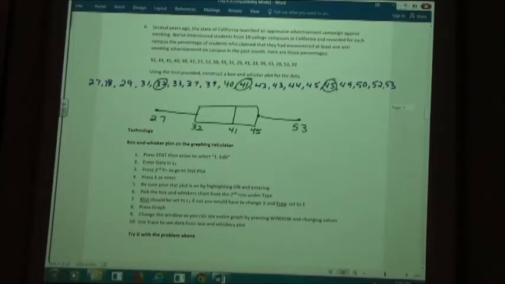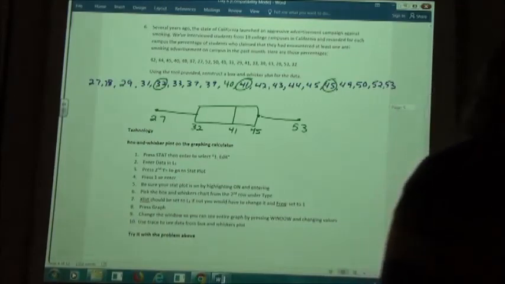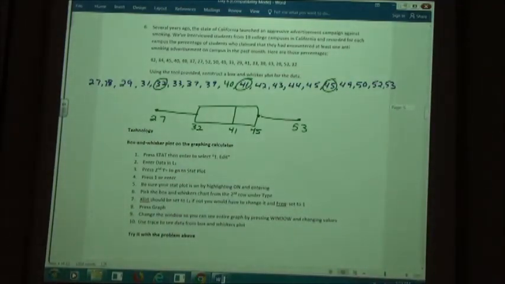On the calculator? On the calculator, yep. This is on the graphing calculator. All right. So we don't have to sort it, we just have to put our list in. So if there's something in list 1, highlight list 1, hit clear, and then hit enter to get everything out of list 1. And then we've got to put your numbers in.